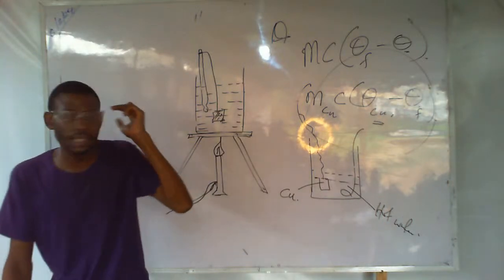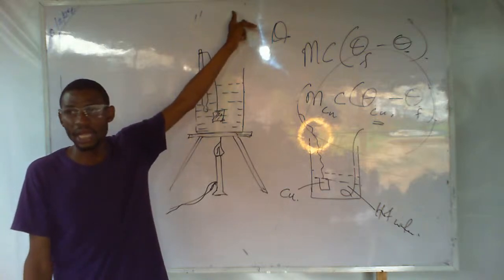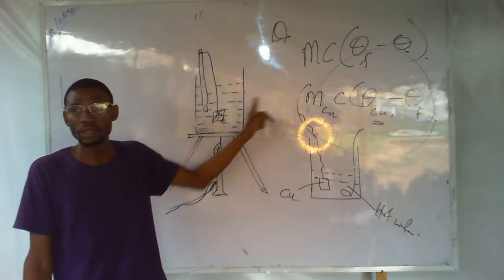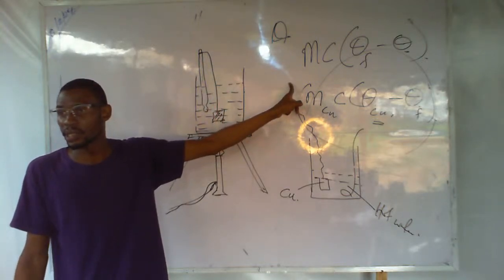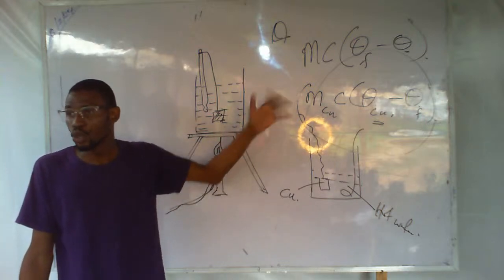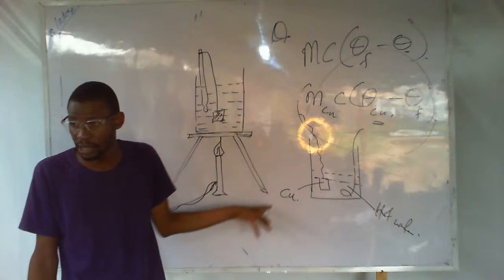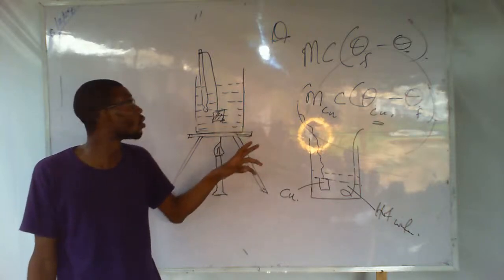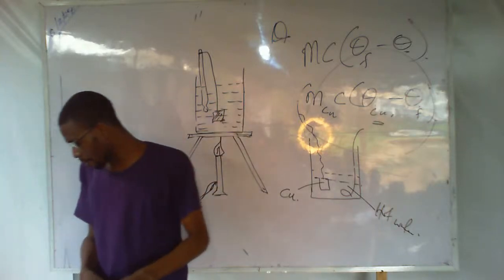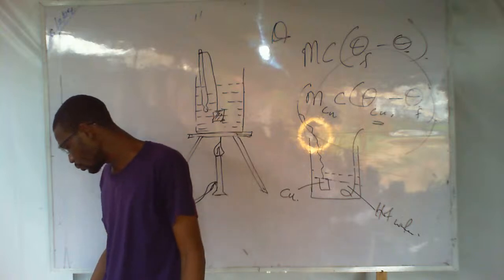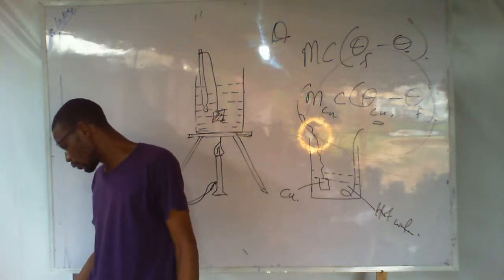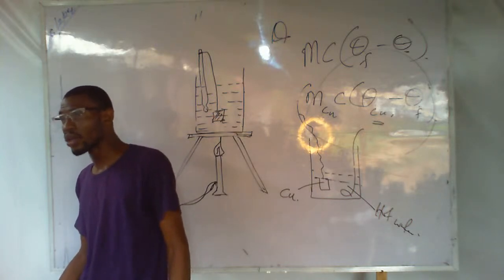So now you write this as the thermometer. You write this as the solid whose specific heat capacity we don't know. Do you understand? That's why I want to do the experiment. It's a method of mixture. Then we have a stirrer.